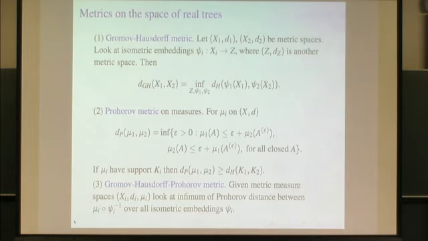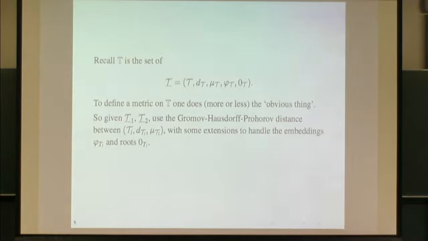So we now look at the Gromov-Hausdorff-Prokhorov metric. Given metric measure spaces (X_i, d_i, mu_i), you look at the infimum of the Prokhorov distance between isometric embeddings of these things into another space. So we defined our collection of trees to be this quintuple here, and with the machinery that I have now introduced, we do more or less the obvious thing. We use the Gromov-Hausdorff-Prokhorov distance between the metric measure spaces that we have here, which are trees, and then some extensions to handle the embeddings and the roots.